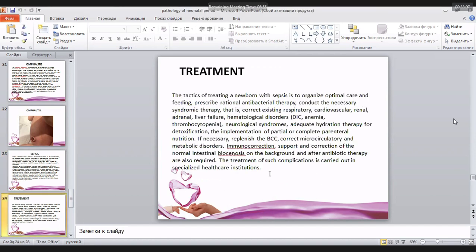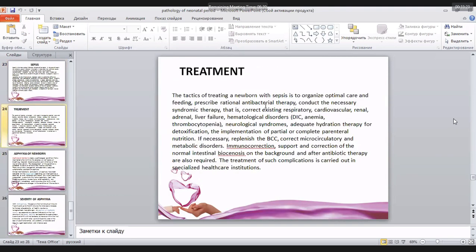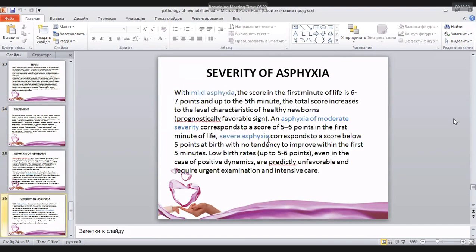You see here the tactic of treatment, immunocorrection. First of all, it is antibacterial treatment and immunocorrection, and correction of biocenosis with the use of... Guys, after antibiotic therapy, we need to correct with the use of probiotics. You know what drugs I mean.